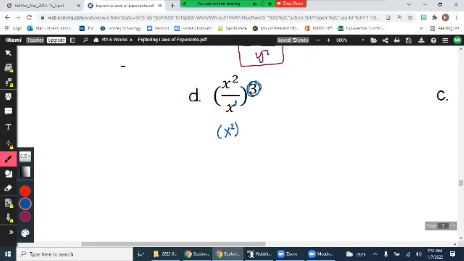So the top part of my fraction is x squared. Outside exponent is cubed. Bottom part of my fraction is x to the power of 1. Outside exponent is cubed. 1 power in the parentheses, 2 exponents, multiply the exponents. So the top becomes x to the power of 2 times 3. Bottom becomes x to the power of 1 times 3. 2 times 3 will give us 6. And then 1 times 3 gives us 3.